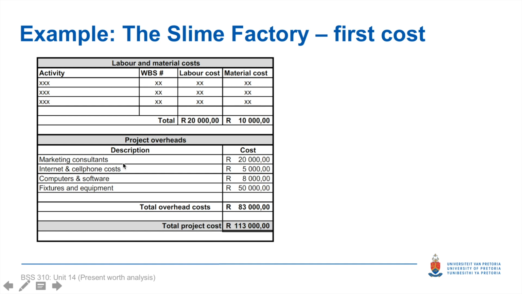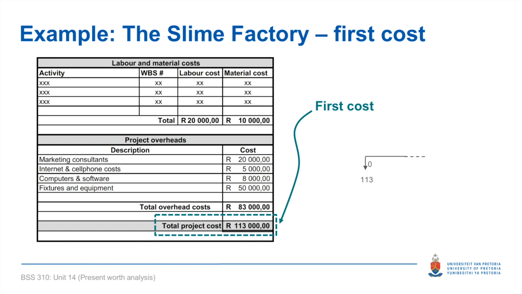I had to pay some marketing consultants to help me with my corporate identity and to set up my website for me. I also had some initial internet and cell phone costs. I had to buy computers and specific software to help me with my marketing throughout the lifetime of my business. And I had to install fixtures and equipment in my garage where I will be making my slime. My total project cost is 113,000 Rand. This is my first cost. It's the cost that I have to incur before I can start my business. On a cash flow diagram, we indicate our first cost at point 0, at the start of the first year.